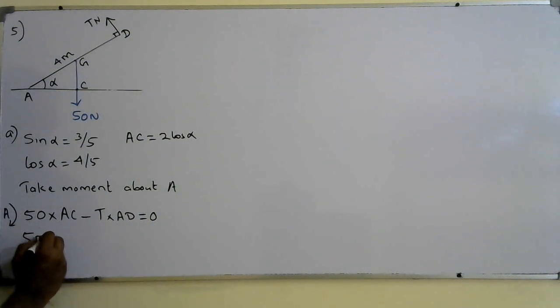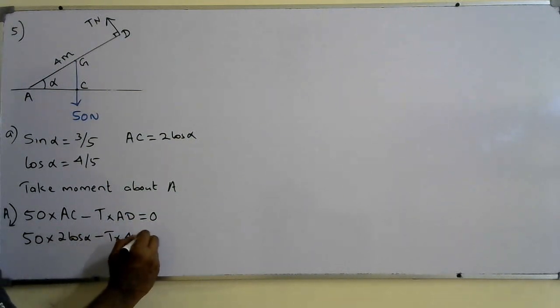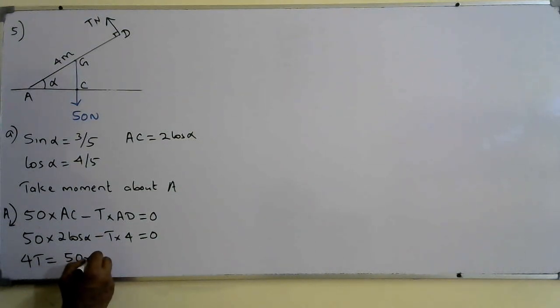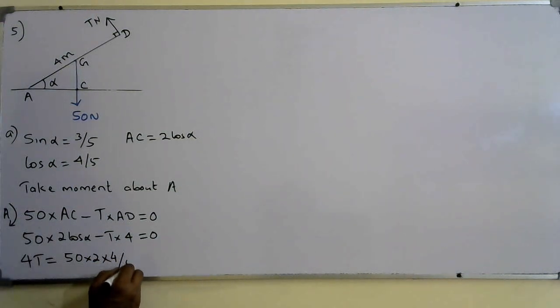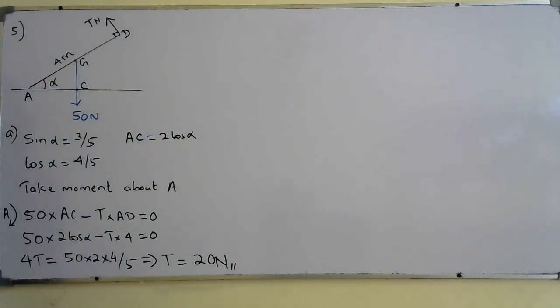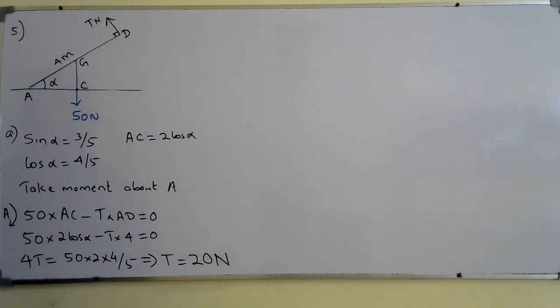So 50 into 2 cos alpha minus T into AD, which is 4, equals 0. Cos alpha we know is 4 by 5. So take it to the right: 40 equals, make T the subject, 50 into 2 into cos alpha, 4 by 5. Solve it and find T. You will get 20 Newton. That's the A part. Okay, that's the answer for the A part.